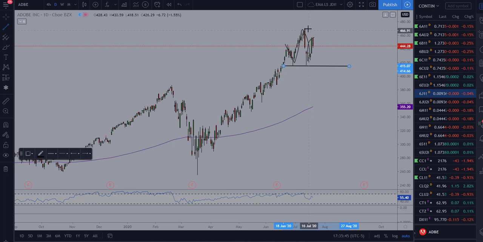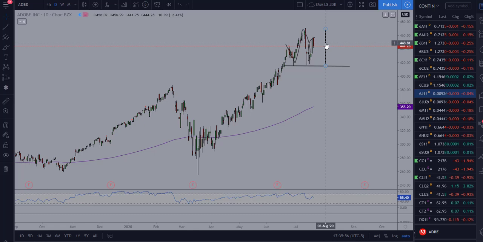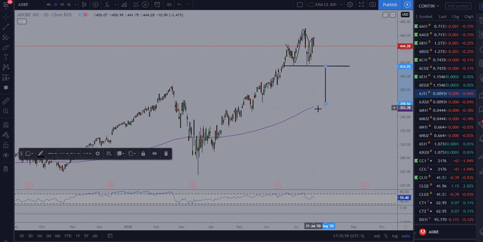The projected target would be the distance between the head and the neck, or the distance between the one high and the low of the two, if you're looking at it from a 1, 2, 3 standpoint, and measure down. That would take us right here to about the 200-day moving average. So that's a move from about 415 down to 355, or about a $50 to $60 move. So a very nice, healthy move.